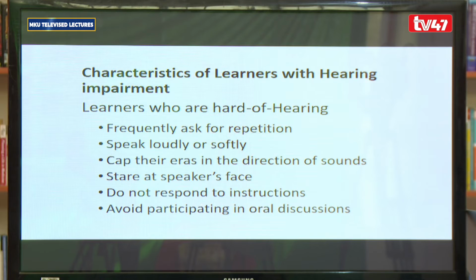Another characteristic is one could speak loudly. And mostly that is what happens. Because they cannot hear themselves, they tend to speak louder than expected. It is an indication that that person could be having a hearing loss. Others will speak softly. Some will speak loudly, others will speak softly, but they think that they are speaking loud enough because they cannot hear themselves very well when they speak. They are not aware whether they are shouting or whether they are speaking very softly.